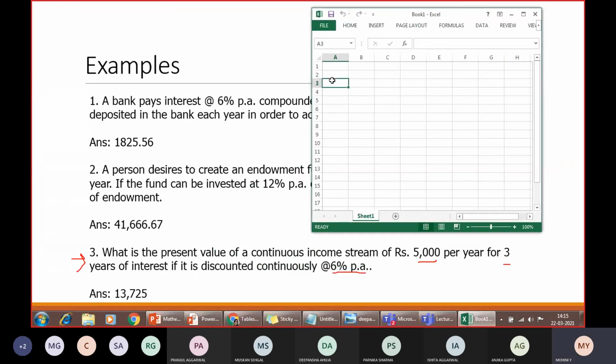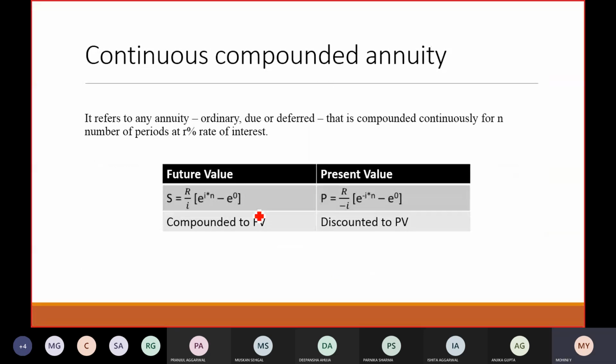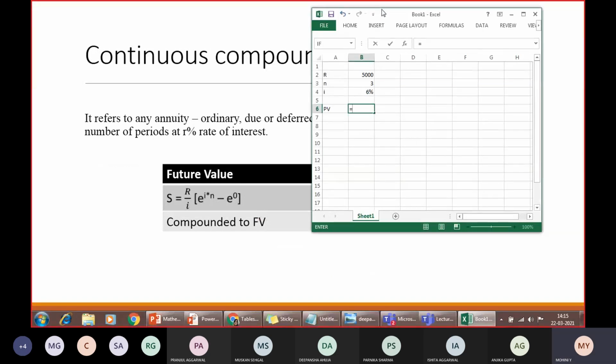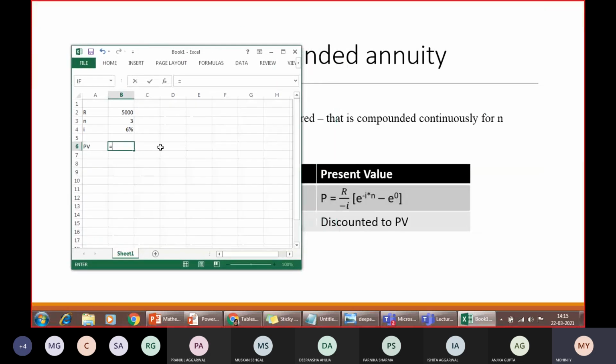Okay, so R is 5,000, N is 3, and I is 6%. So what is the formula for present value? What is the formula? It is R by minus I. So R, I am just writing the numbers here.